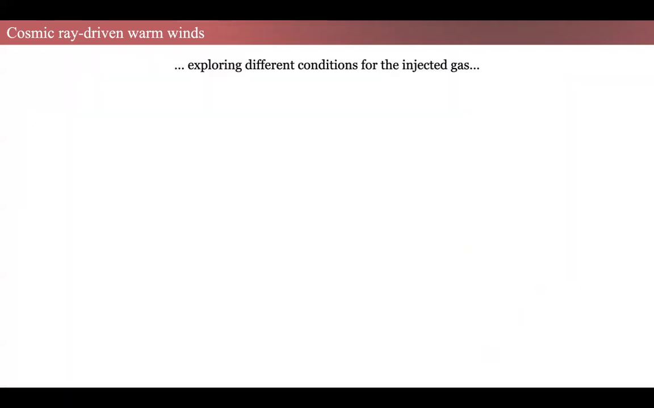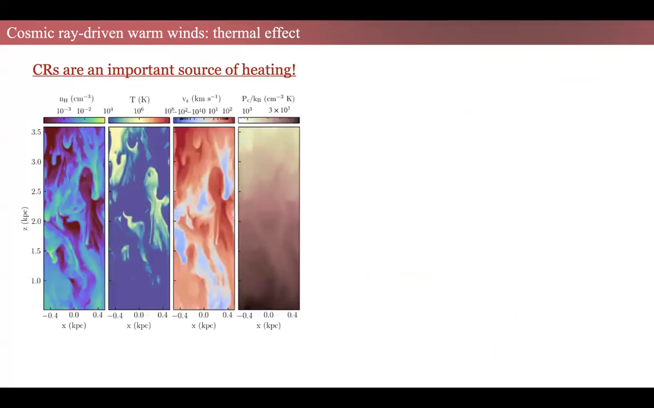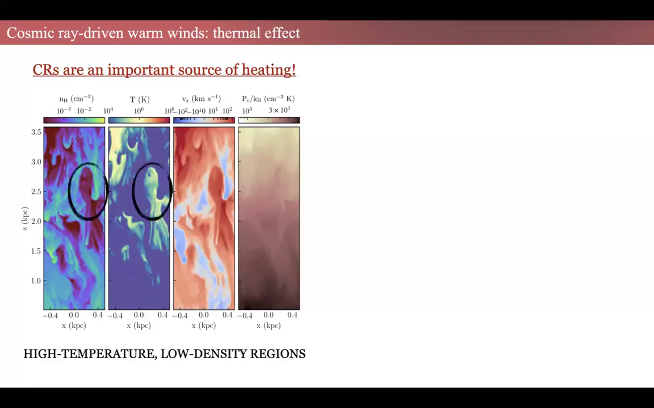Now, let me skip this slide. I would like to say that in addition to their dynamical effect, cosmic rays are also very important for their thermal effect. So, for example, let's look at this plot. This is a simulation where warm and slow-moving gas is injected. So the temperature of the injected gas is 10^4 K. However, you can see that there are low-density regions with much higher temperature, about 10^6 K.